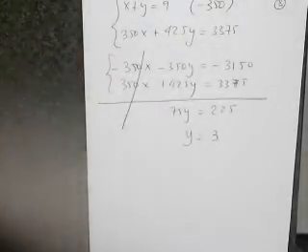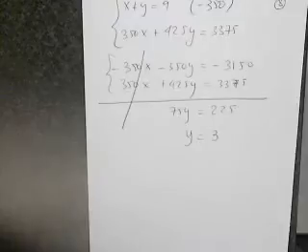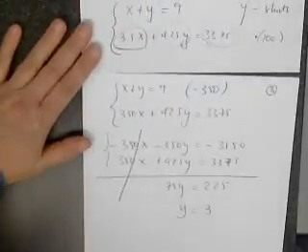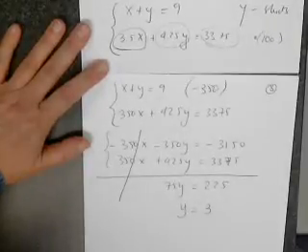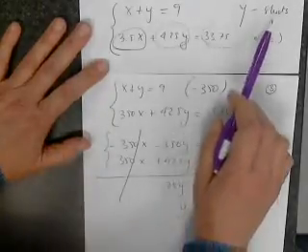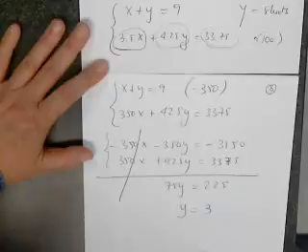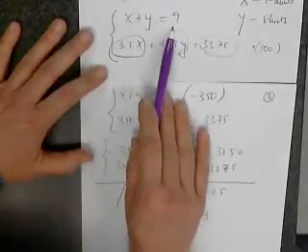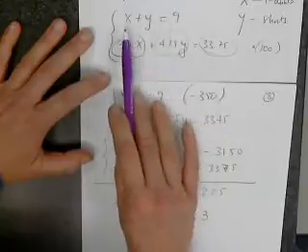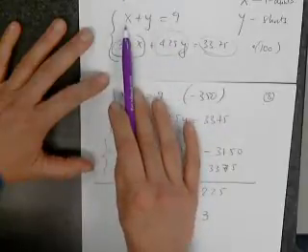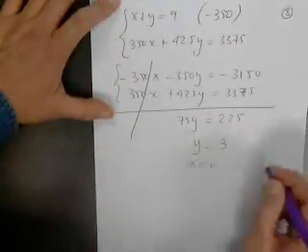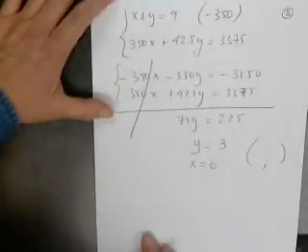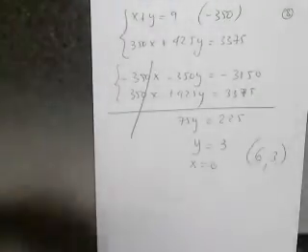What is y equal? 3. What does it mean? 3 what? Careful. 3 shorts. Good. Now, if the total number of items is 9, how many t-shirts did she buy? Exactly. So the ordered pair, what we claim to be the solution of the system, is this.